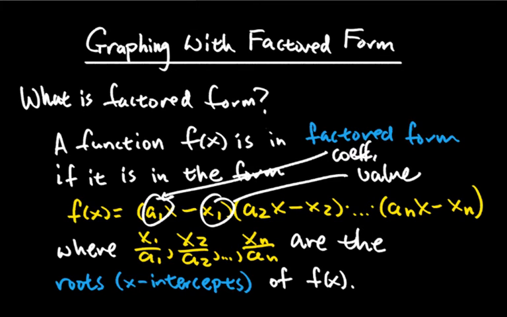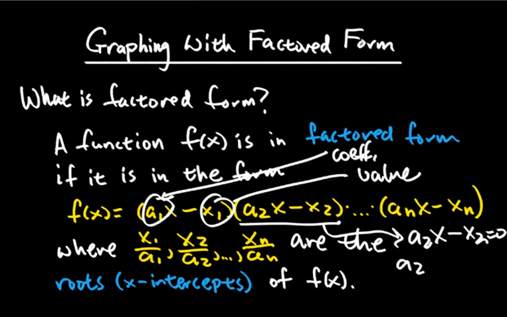And yeah, so previously I had a video that went into x-intercepts or roots. So essentially, if you took any of these and set that to 0, you get a root, right? Because this is factored. So a2 times x minus x2 equals 0. If you were to just solve for that, we end up with x equals x sub 2 over a sub 2. So just a quick little review if you needed that.